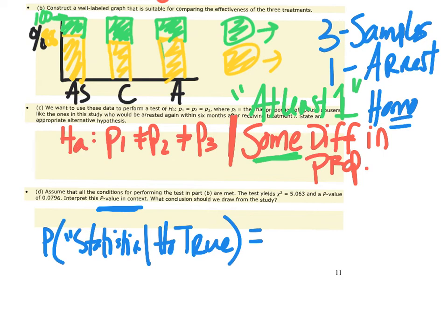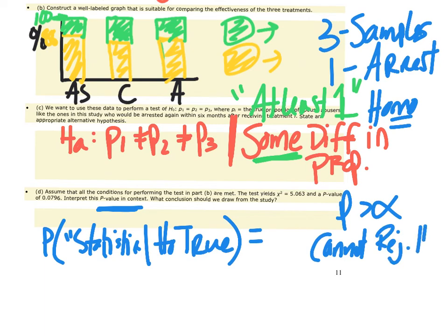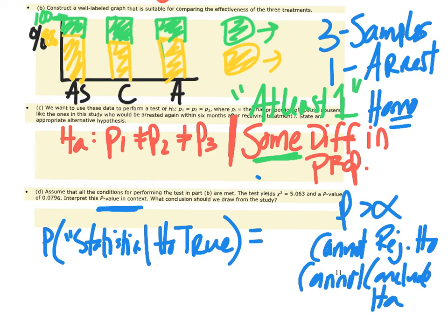Okay, what conclusion can we draw from this? Well, clearly we see that our p is greater than alpha in this case. Because of that, we cannot reject H sub O, and we cannot conclude H sub A. We'll put that in context. That means what we cannot conclude is we cannot say that there is at least some difference in the proportions.